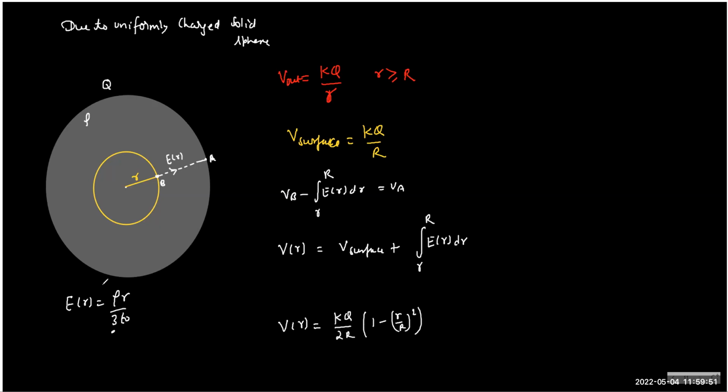Okay, sir. So it's KQ by R plus rho by 3 epsilon naught into R square minus r square by 2 only, right, sir? And the answer is what, once again? Tell me. KQ by 2R into 1 minus r by R whole square only, sir. Okay, so I think you have missed the limit part. I think the limit you have not taken properly. Upper minus lower.